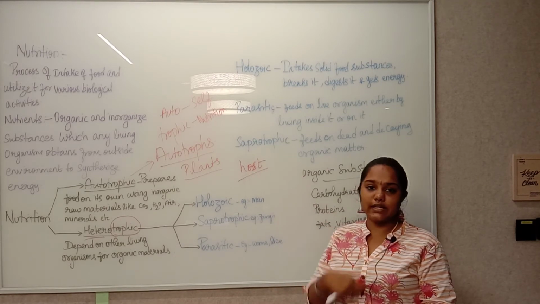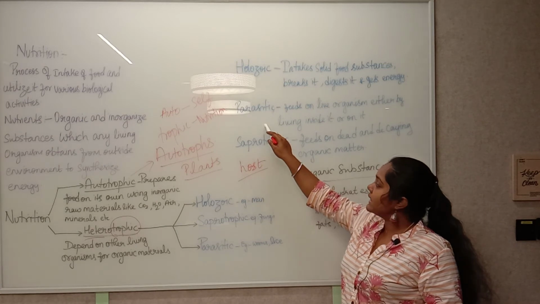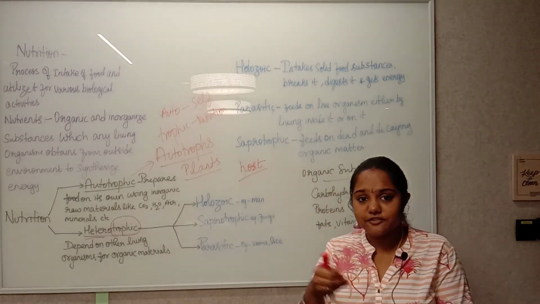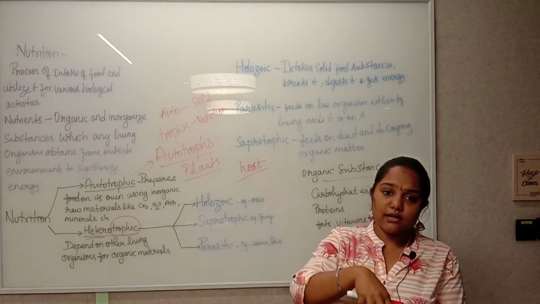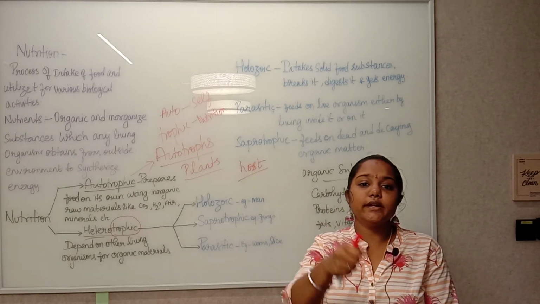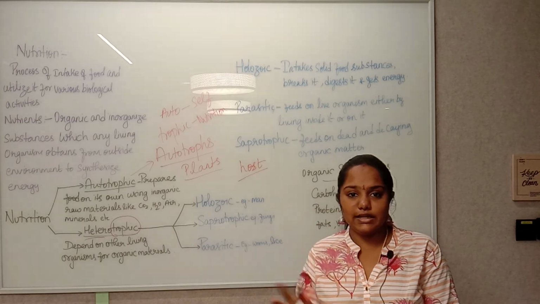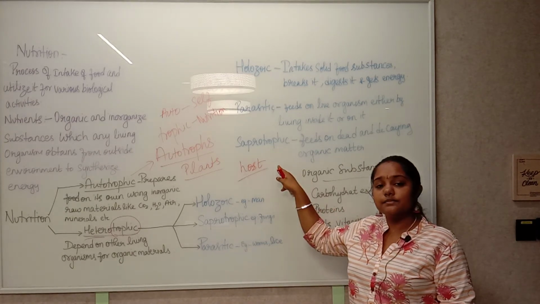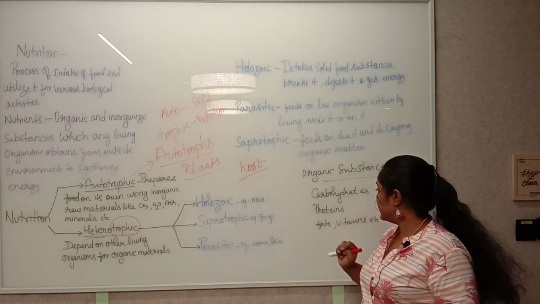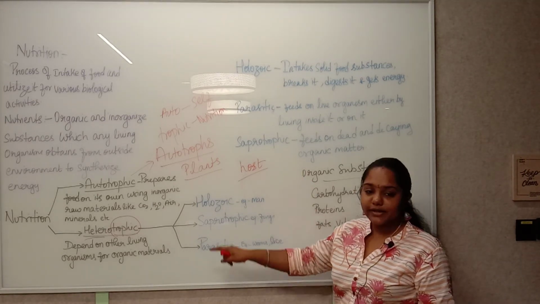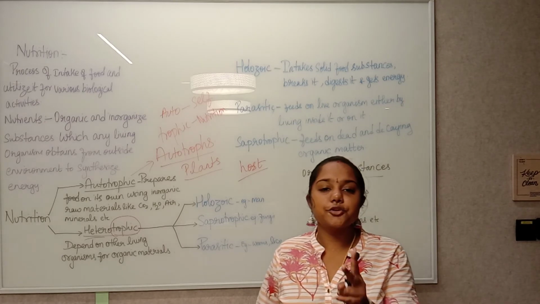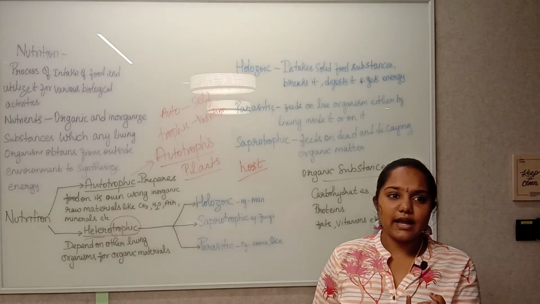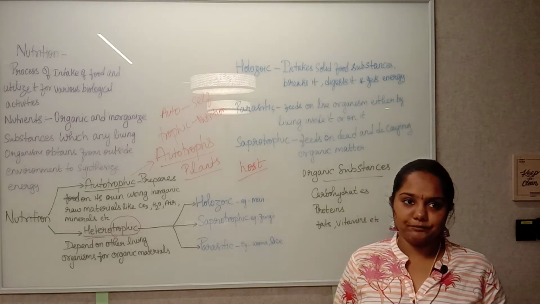Only then we can get the energy. Parasitic mode of nutrition is where another living organism lives inside or on the other living organism so that it can feed on it without killing the host. Saprotrophic is where the organisms feed on dead and decaying matter. Have I made it clear for you? So if they ask you what are the two major types of nutrition, it is autotrophic and heterotrophic.